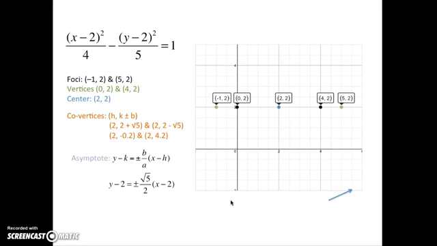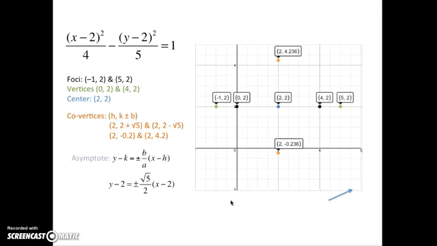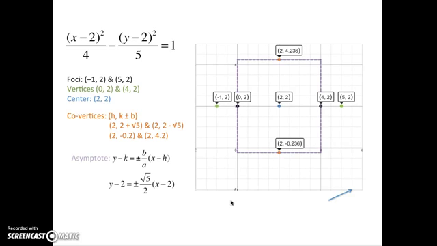Plot all of your points first. So here were the points we had before, the center, the focal points, and the vertices. We need to add in the covertices. And what we're going to do next is draw a square around the vertices. What this square does is it helps us draw our asymptotes, because our asymptotes are going to have this point, a rise of radical 5, and a run of 2.